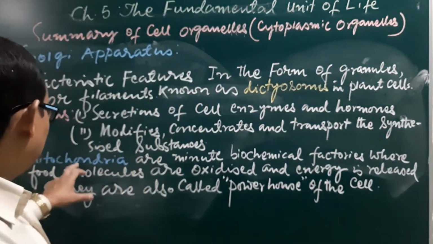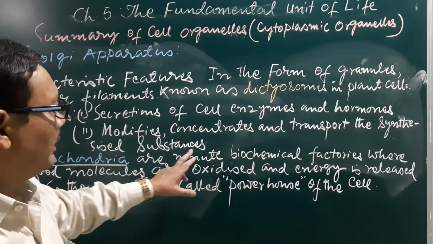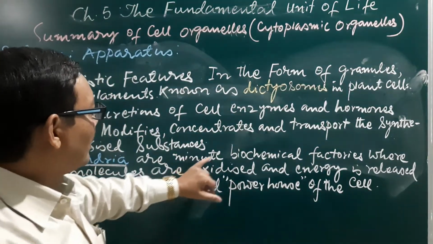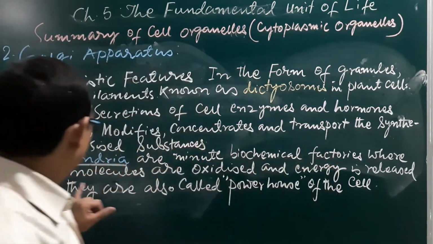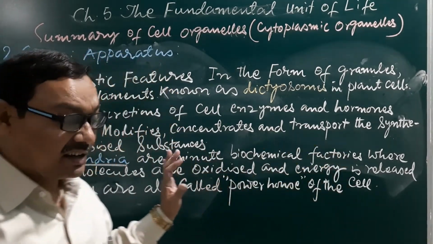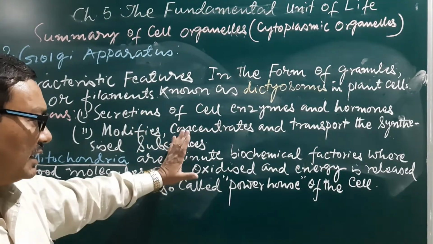The very important organelle here is the mitochondria. The third important are minute rod-like structures with a double membrane, biochemical factories where food molecules are oxidized and energy is released. That is why it is also known as the powerhouse of the cell.